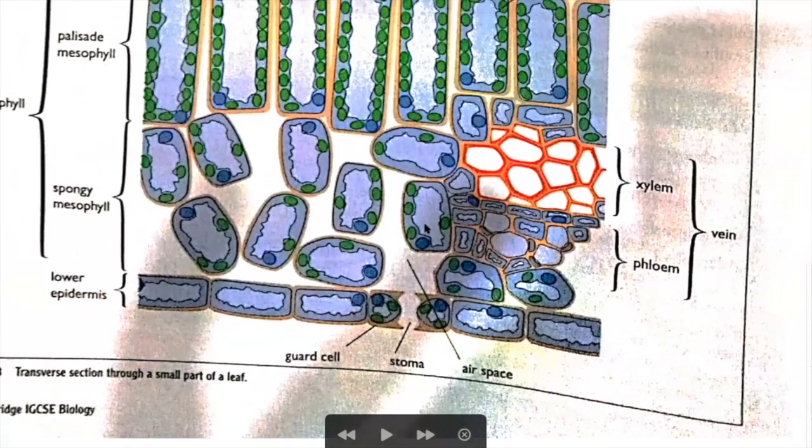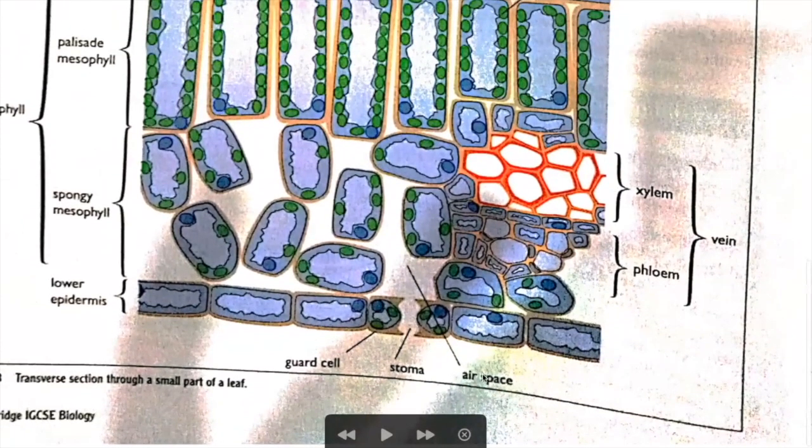Apa fungsi air space? Air space will allow the gases exchange to occur. Kenapa gases exchange kena occur? Sebab kita tahu, sebagai contoh, palisade mesophyll cell dan juga spongy mesophyll cell ni, they want to do photosynthesis, betul tak? So product photosynthesis tu akan hasilkan apa? Akan hasilkan oksigen. So oksigen akan keluar melalui ruang udara yang ada dekat airspace ni. So airspace fungsi dia to provide gases exchange.